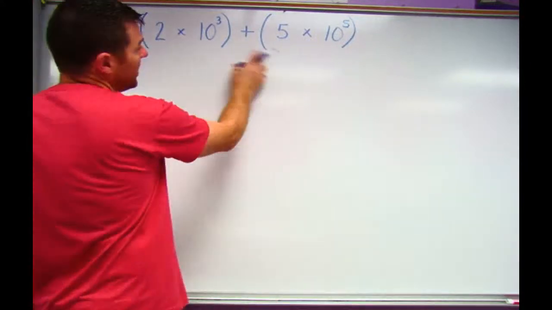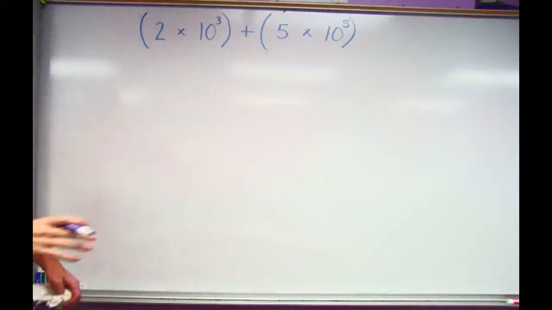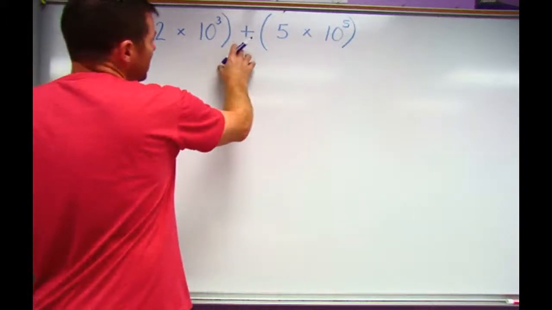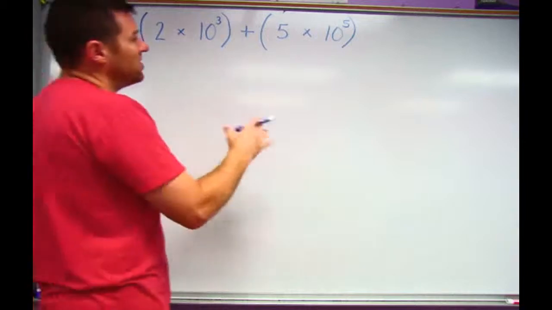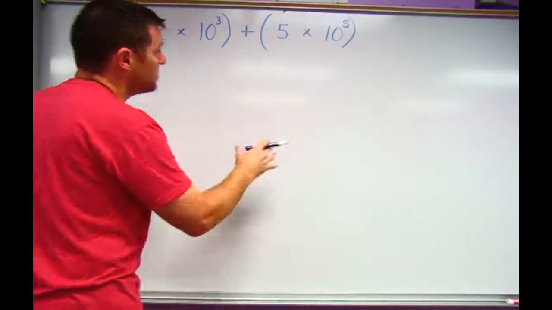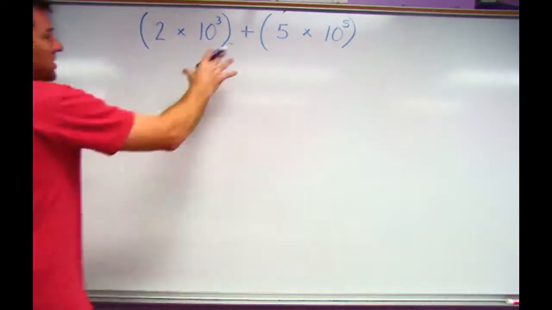We're going to do scientific notation, calculating with scientific notation. If we have addition and subtraction, there's one set of rules to follow. If you have multiplication and division, there is another set of rules to follow. First, we're going to start with the addition and subtraction rules.